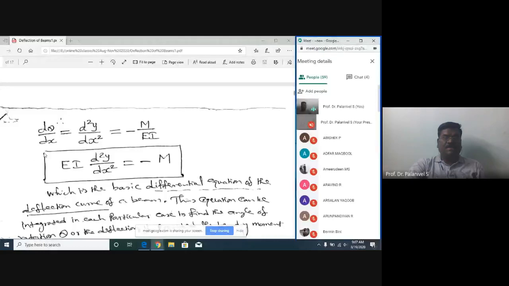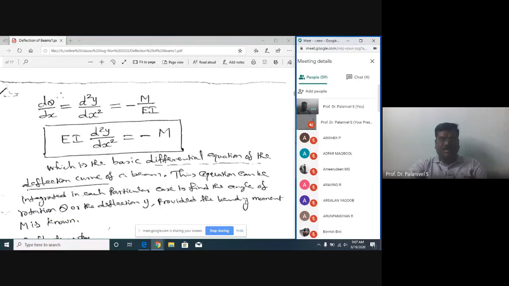So you should not forget this. You should remember the basic differential equation for the deflection curve of a beam. You have to remember, this is very, very important. I told you, EI d square y by dx square is equal to minus M, which is the basic differential equation of the deflection curve of a beam.